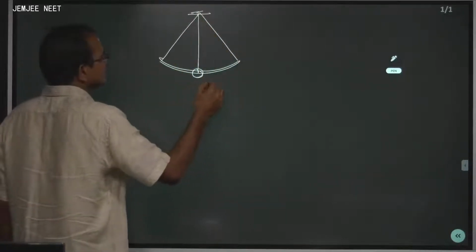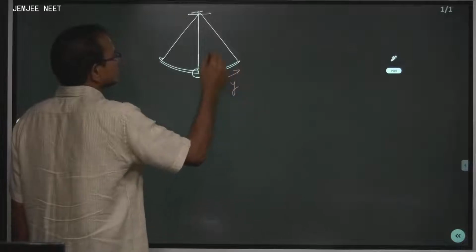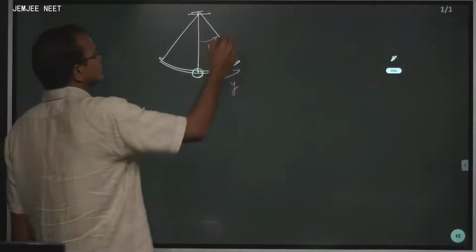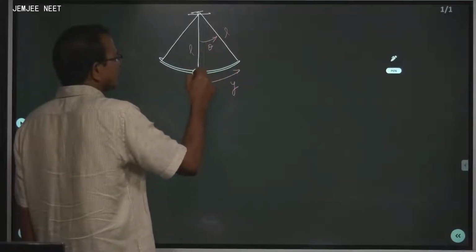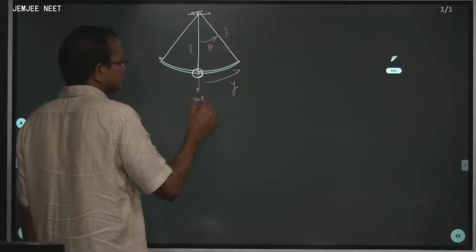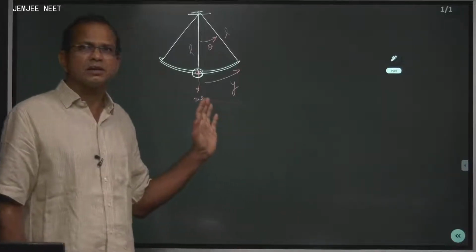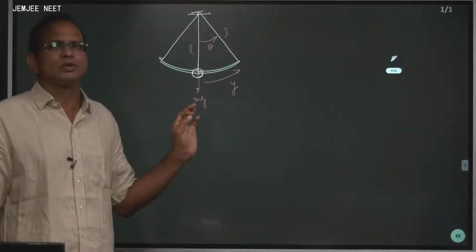So this is called displacement. This is called angular displacement, right? This is the length of the pendulum, m is the mass of the pendulum. This is mg, right? Now I want to calculate its energy. Let us start with potential energy.